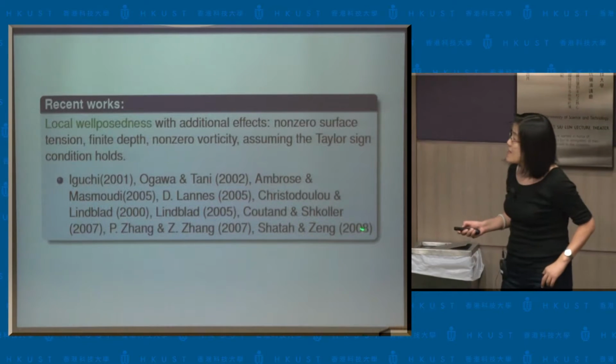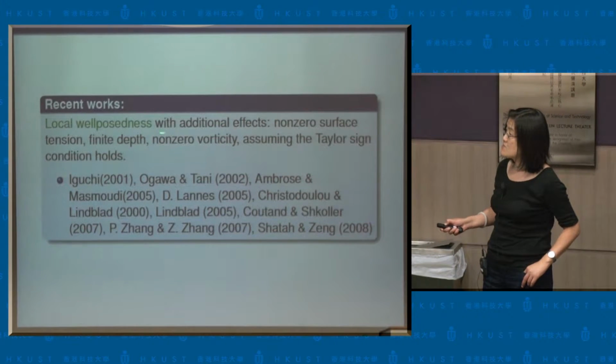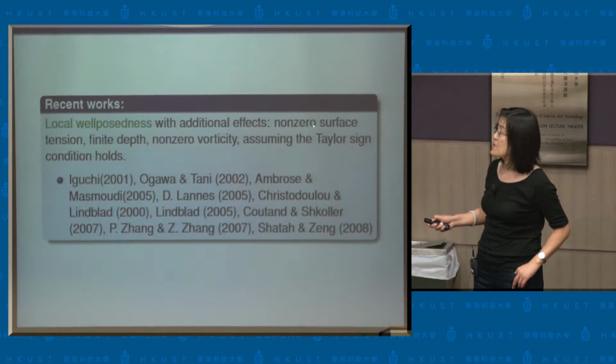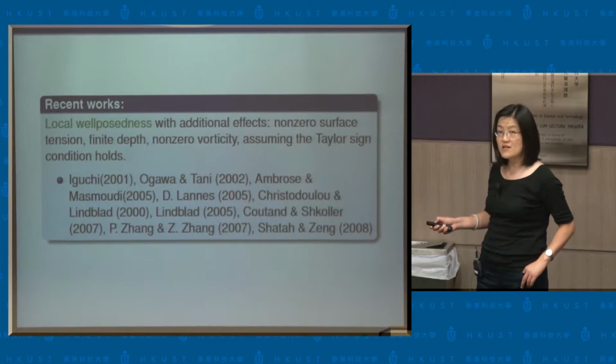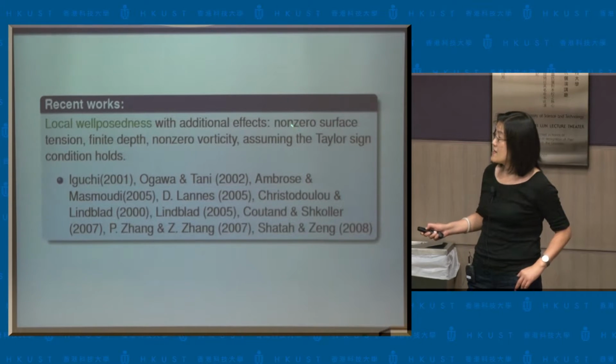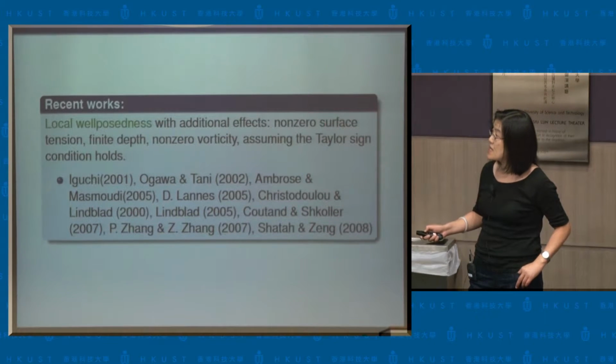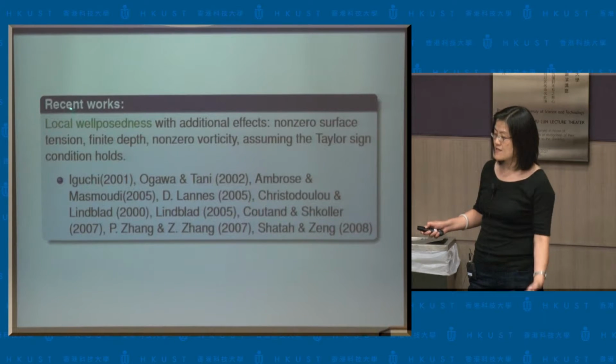Okay. And of course, this result has been extended to add some more odd effects. Like, for example, you can add a non-zero surface tension. We know surface tension has a smoothing effect. Okay, so you can prove this for the problem. And you can also add a finite depth, and this depth again has to be strictly away from the interface.